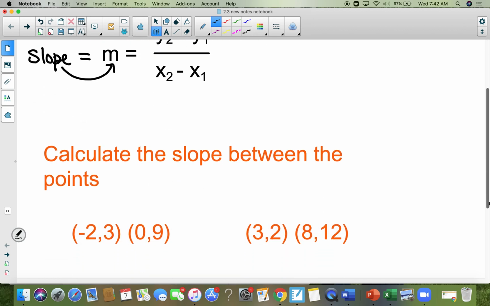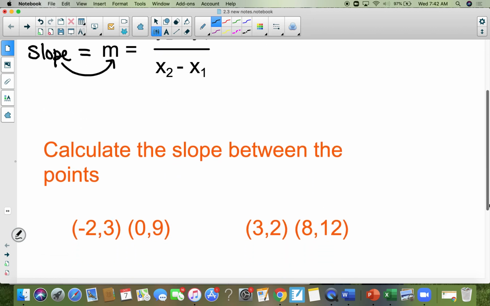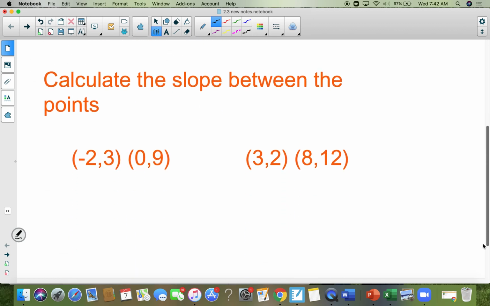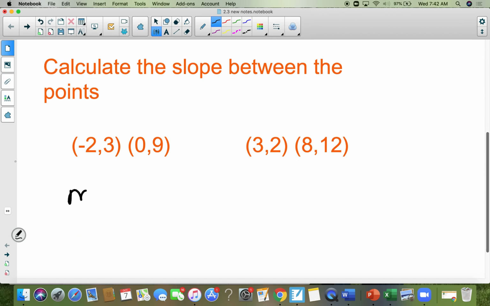So, calculate the slope between the points. I'm just going to write the formula down. You'll have the formula. It's the second y minus the first y over the second x minus the first x. I'd like you to label these x1, y1, alphabetical order. X usually comes first and then the y in an ordered pair. This is the second x. This is the second y.